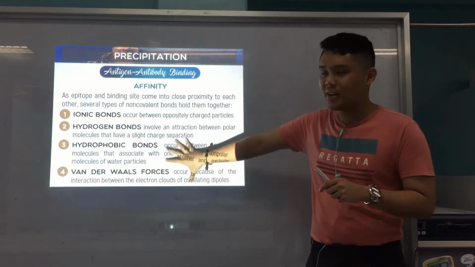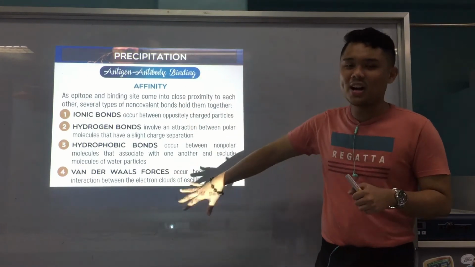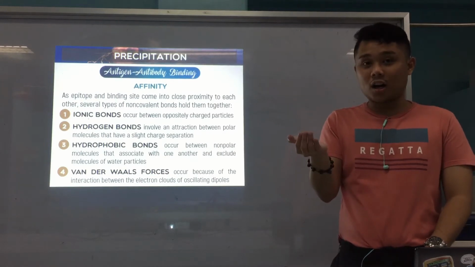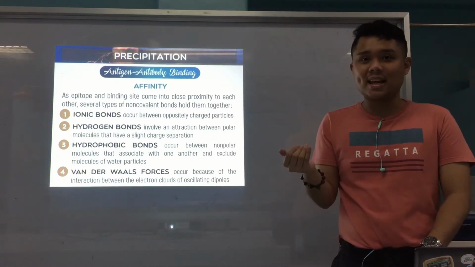I won't delve deeper into this, since I've kind of forgotten it too. But this is a review of your Gen Chem. And usually, the ionic bonds are the strongest, if I'm not mistaken.